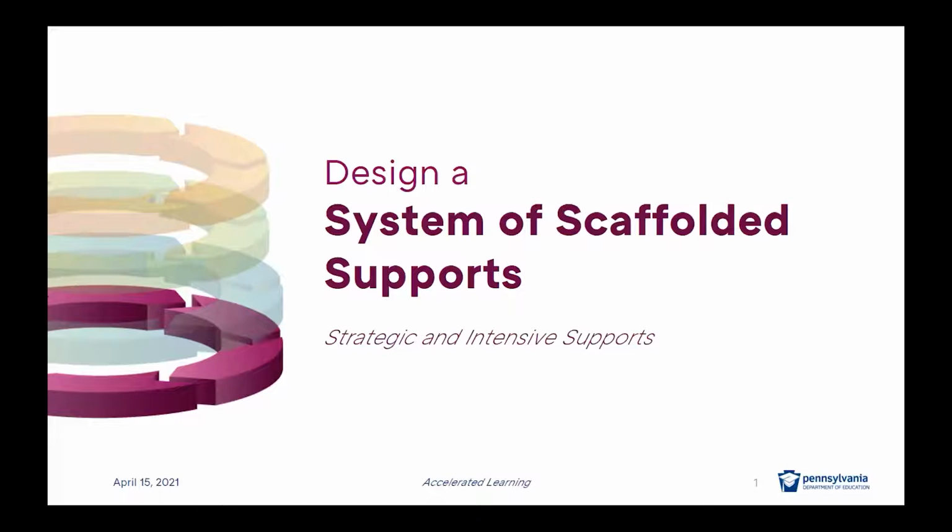This is an asynchronous recorded session where we will focus on how school leaders can design a system of scaffolded supports to meet the unique needs of all students. The intent of providing scaffolded support through academics, behavior, and social emotional competencies is to accelerate learning for all students through an equitable and trauma informed lens, thus decreasing current skill gaps. In this session, we will take time to explore strategic and intensive supports as part of a continuum of scaffolded supports.